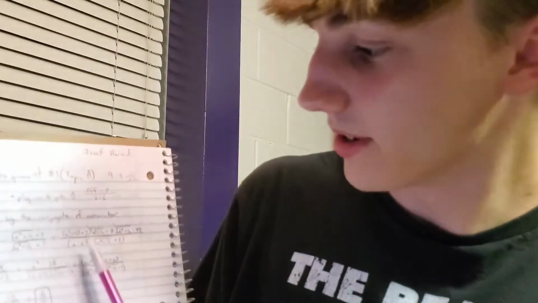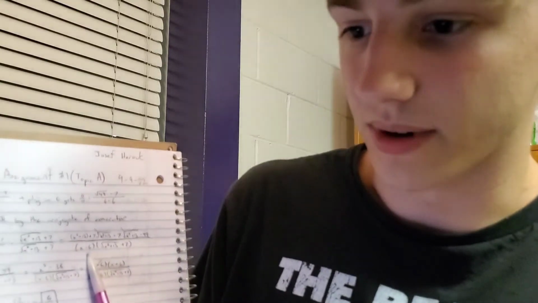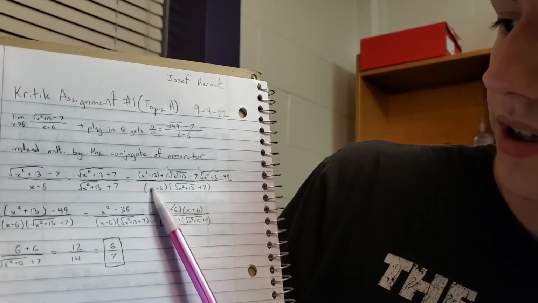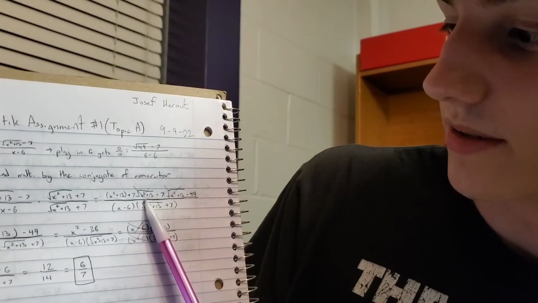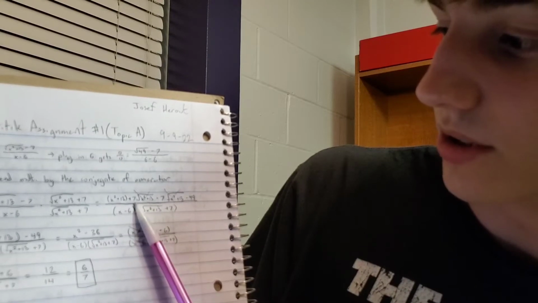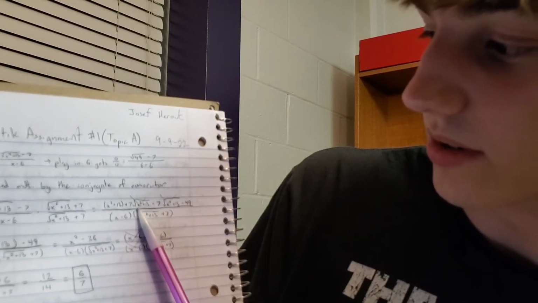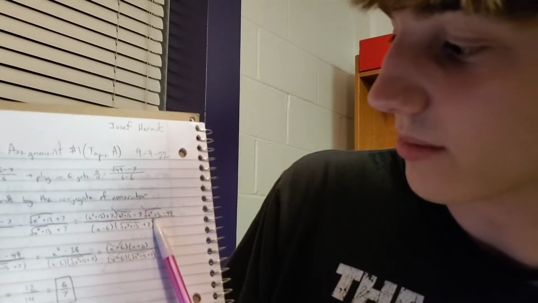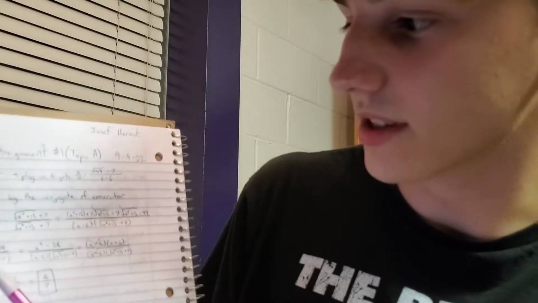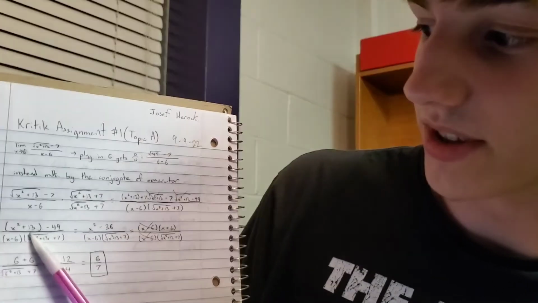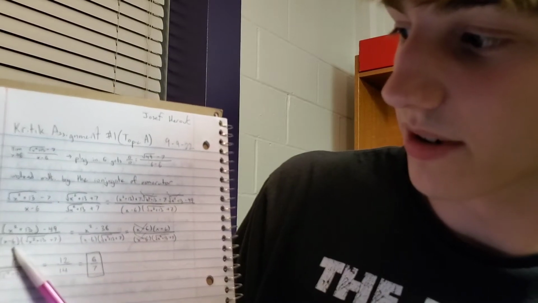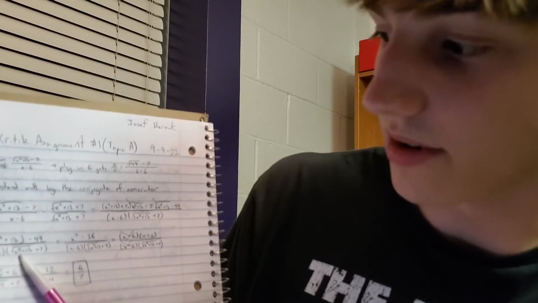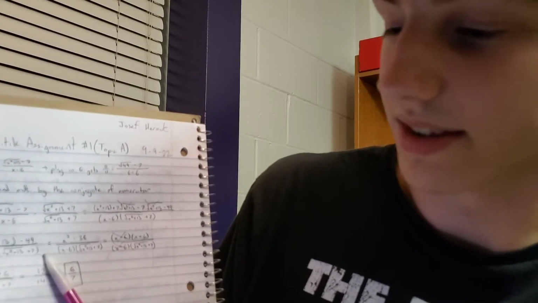And once you FOIL them and multiply it out, you arrive at this big fraction over here, where I'm not going to read that all out, but essentially you can cancel out these two terms, plus 7 times the square root of x squared plus 13 and minus 7 times the square root of x squared plus 13, which leaves you with x squared plus 13 minus 49 over x minus 6 times the square root of x squared plus 13 plus 7.